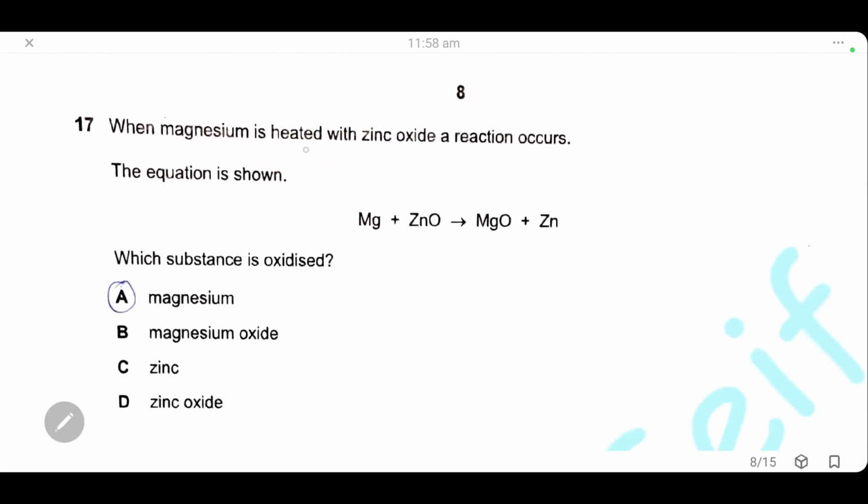17. When magnesium is heated with zinc oxide, we have the equation shown here: magnesium heated with zinc oxide to give magnesium oxide and zinc. Which substance is oxidized? As we can see, magnesium gains oxygen, so magnesium has been oxidized. The answer is A.